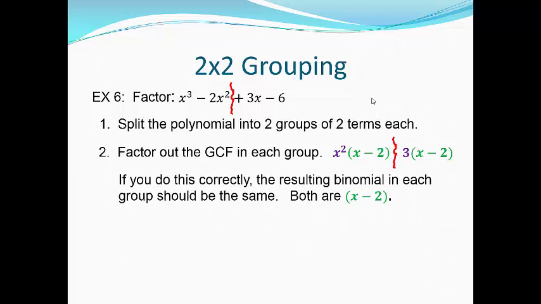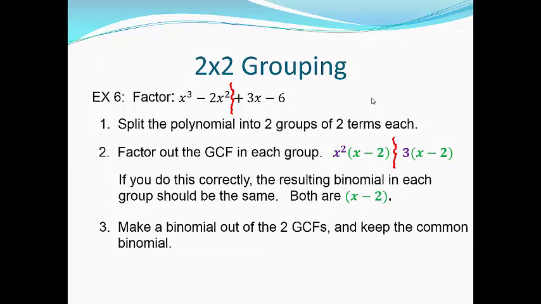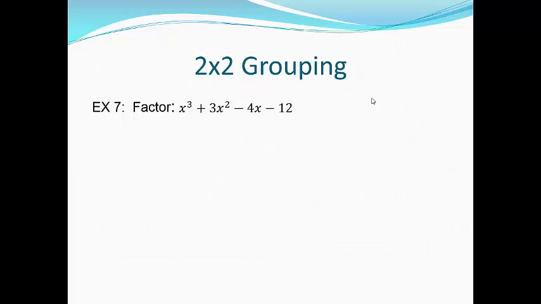If you do it correctly, and this is really important, the resulting binomial in each group should be the same. I'm not saying if you do it correctly, they're always going to be the same. Sometimes they're not, and what that means is it's just not factorable by grouping or at all. So they're both going to be x minus 2 in this example. So we now have a binomial that we put together. What we factored out, the greatest common factors, will be put together. So in this case, it's x squared plus 3. And then what is repeated in common is going to be x minus 2.